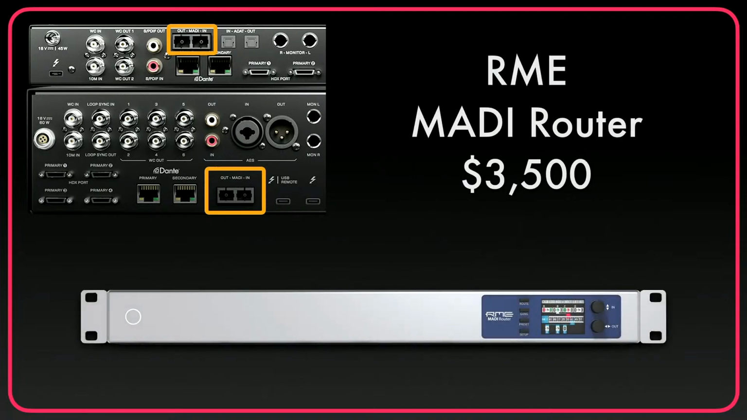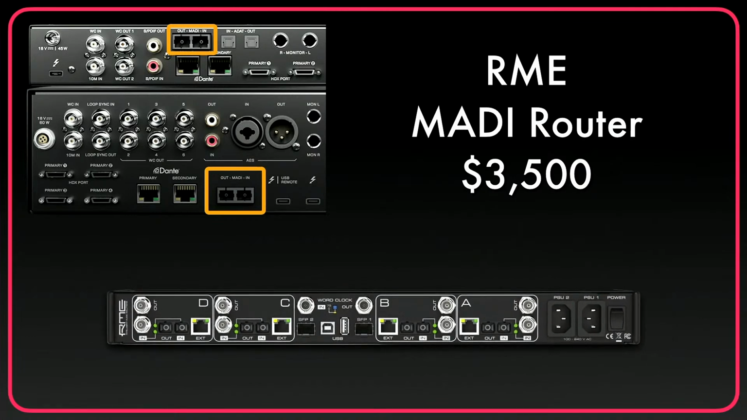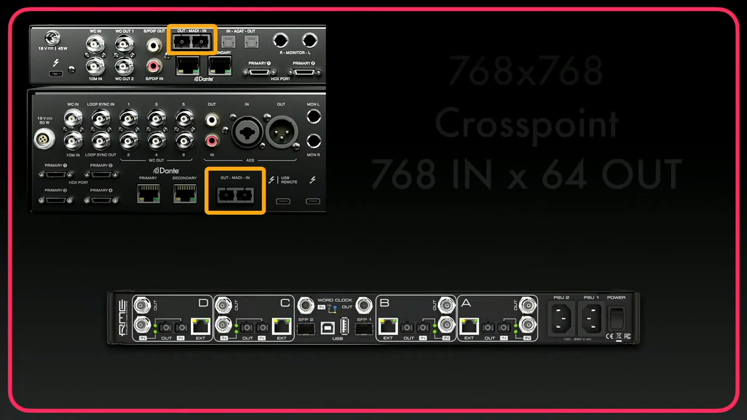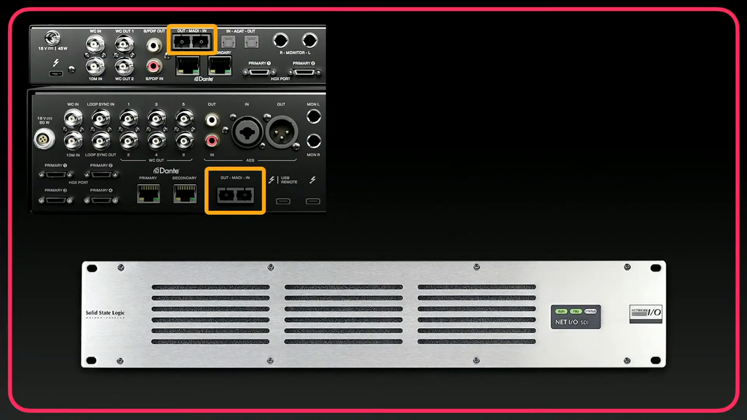And then another thing from RME would be a router. So this is what it sounds like. It's a router for MADI. So essentially it's a 768 cross point. Now, because MADI is limited to 64 outs, technically you can bring in 768 in, and you can pipe how many of those you want. You're not mixing though. So this is just routing and not mixing. We'll get to mixing in a second.